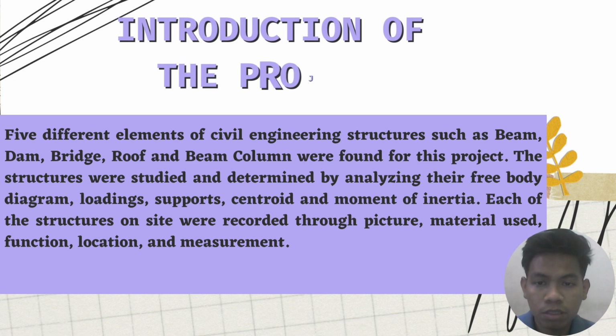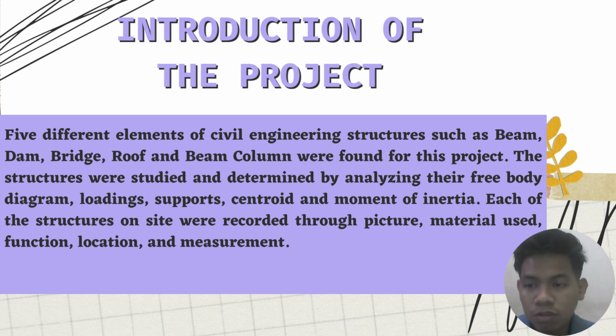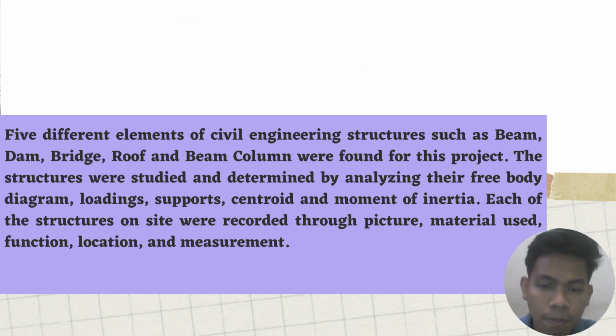Firstly, I would like to introduce our project. Our project consists of 5 different elements of civil engineering structure, such as beam, dam, bridge, roof, and beam column, were found for our project. The structure was studied and determined by analyzing their free body diagram, loadings, support, centroid, and moment of inertia. Each of the structure on site were recorded through picture, the material used, the function, the location, and the measurement.